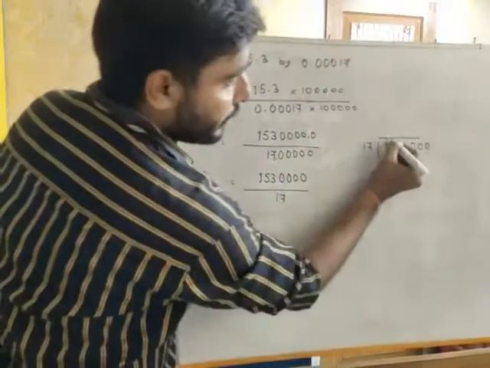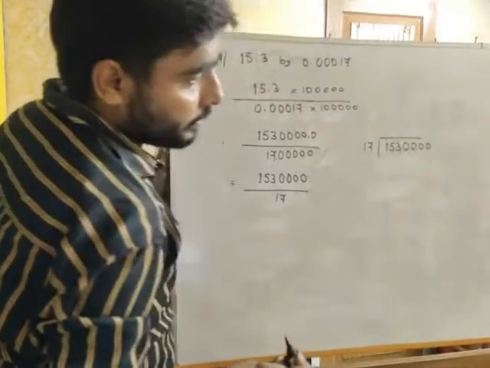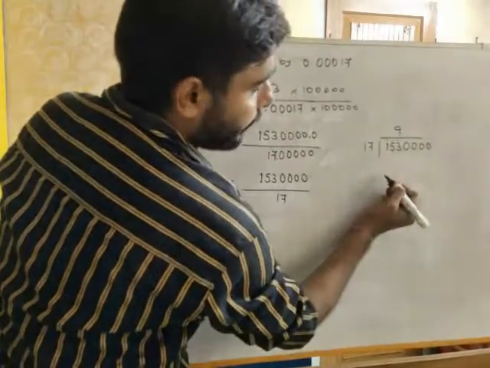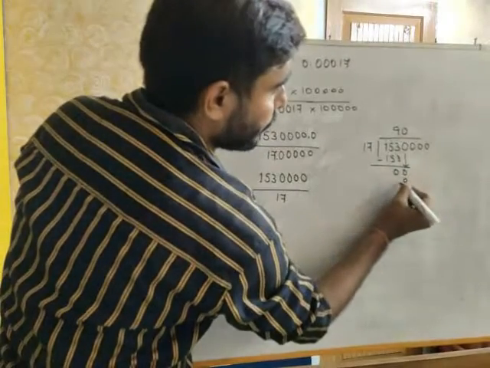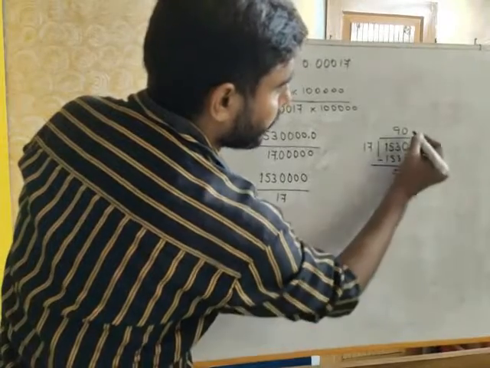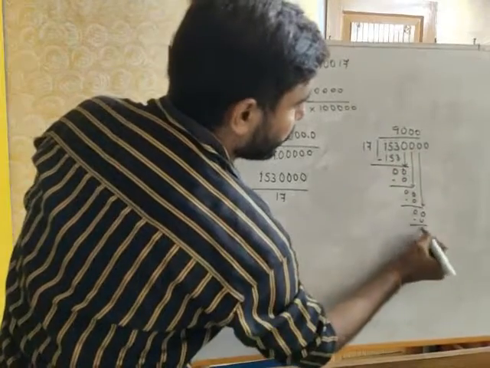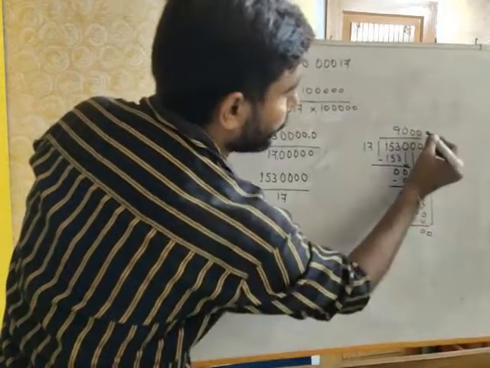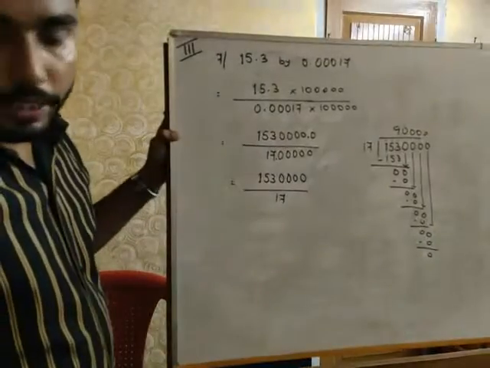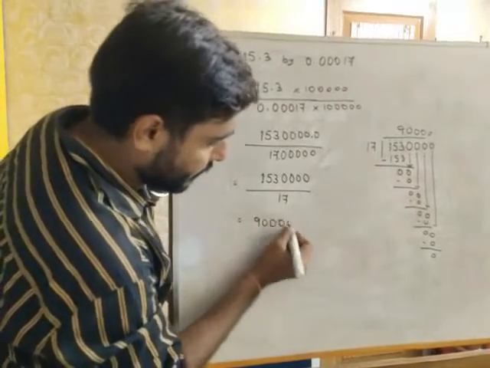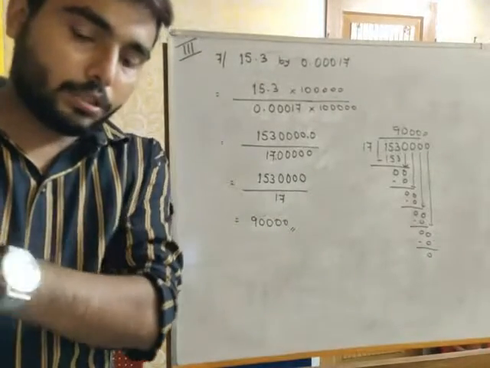Okay. So the first two digits are 15, which cannot be divided. The third makes it 153. In the table of 17, 153 is seen 9 times, remains 0. 0 will come down. 17 into 0 is 0. 0 remains. 0 will come down. 17 into 0 is 0. 0 remains. What is the next? 0 will come down. 17 0 times 0. I have no numbers to be taken down. So my division is over and my answer is 9000. Clear, everyone? Any doubt?